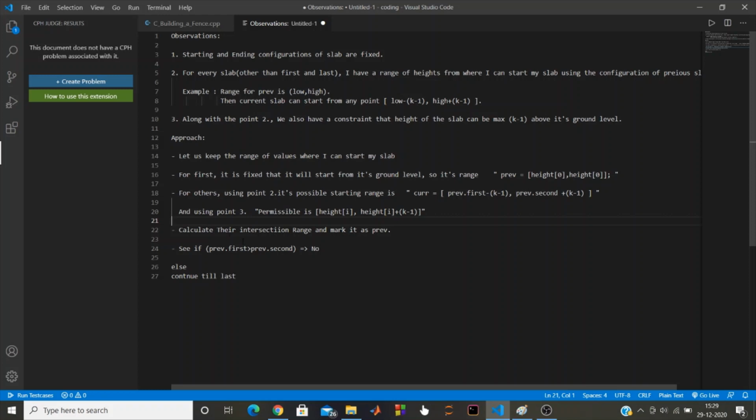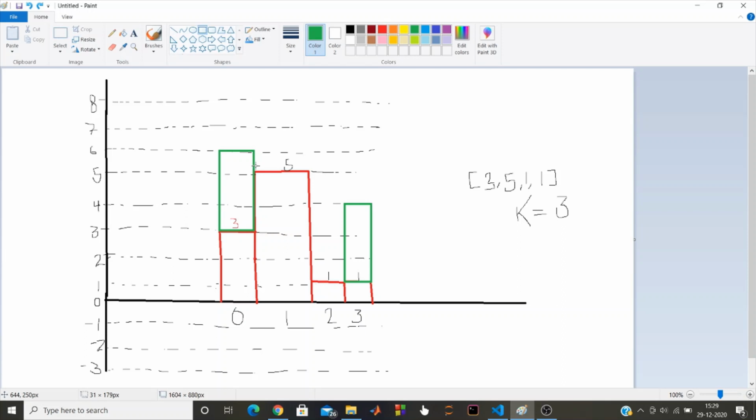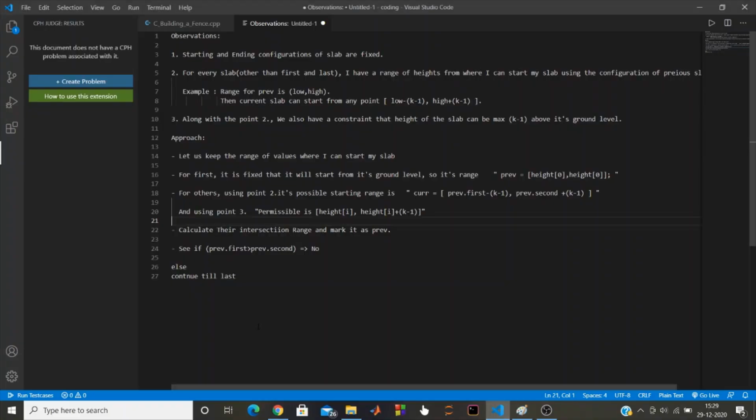And at every point, if my previous dot first is greater than previous dot second, it means I've exceeded the range. Suppose there is no intersection, for example if the two ranges were separate like this, then previous dot first is greater than previous dot second, so I will answer no, else I will continue till the last element.